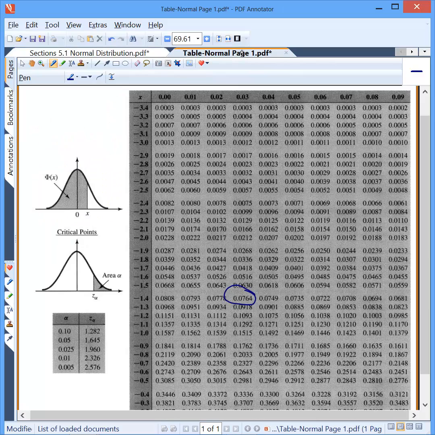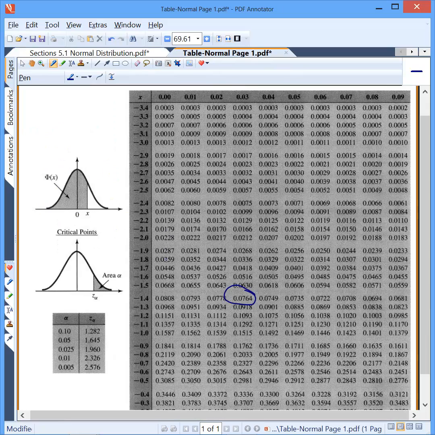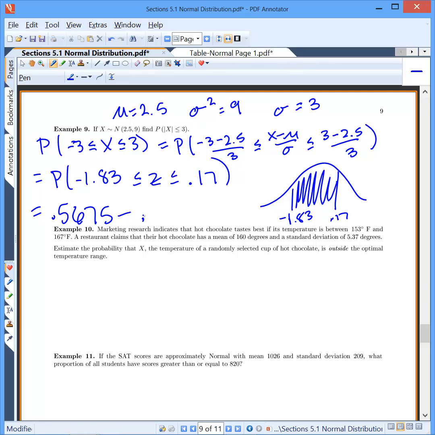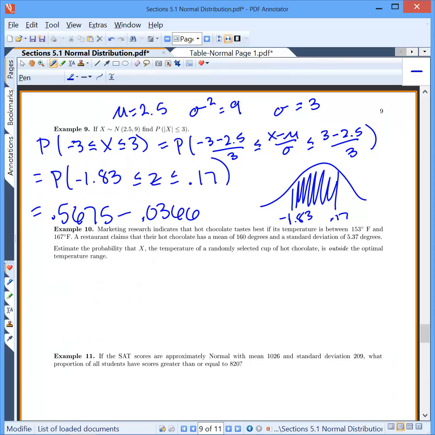And then go back and look up my negative 1.83. So negative 1.83 gives me 0.0336. Which equals 0.5339.